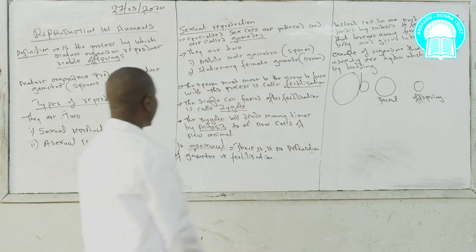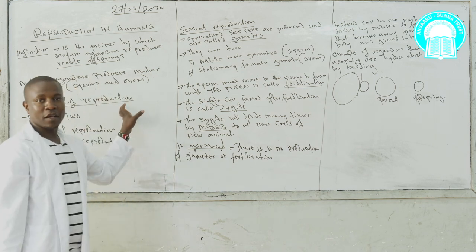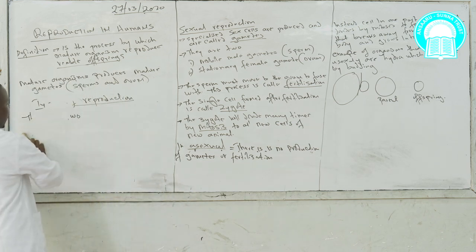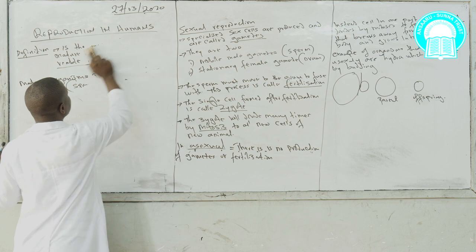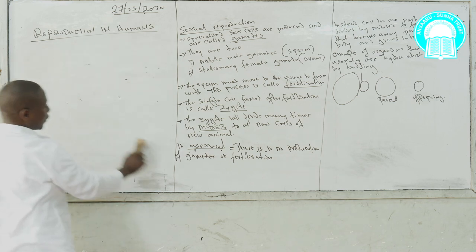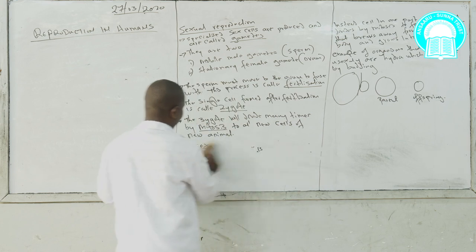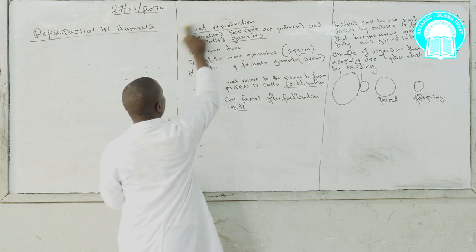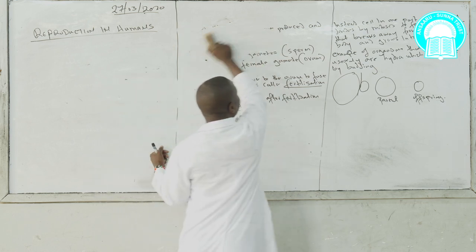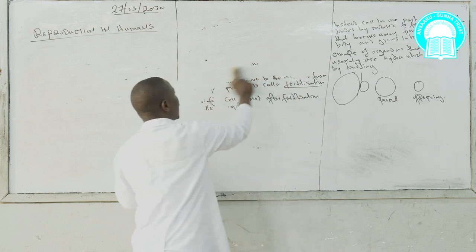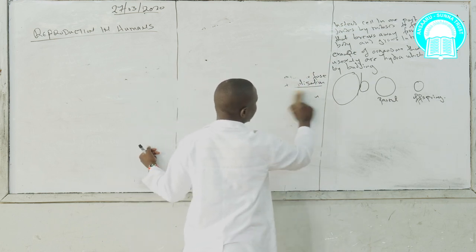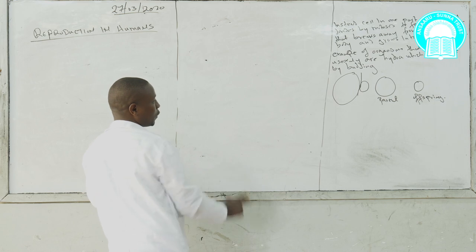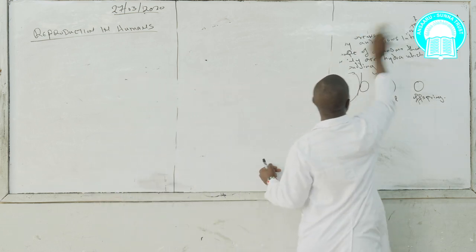So we want to discuss the types of reproduction in detail. We said there are two, sexual and asexual, and we are starting with sexual reproduction. Sexual reproduction is the production of gametes, and the gametes fuse, both male gamete and female gamete fuse together to form what? A zygote. And a zygote divides through the process of mitosis and forms all the new cells found in an organism.